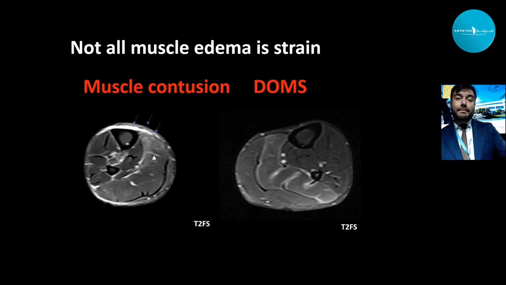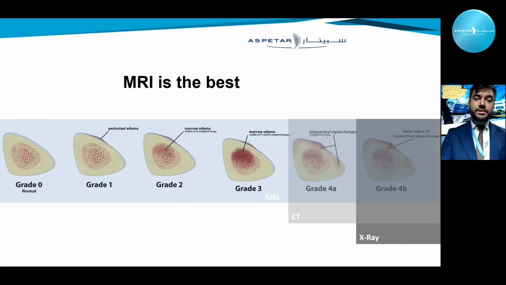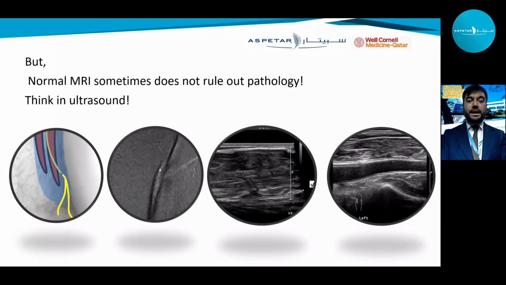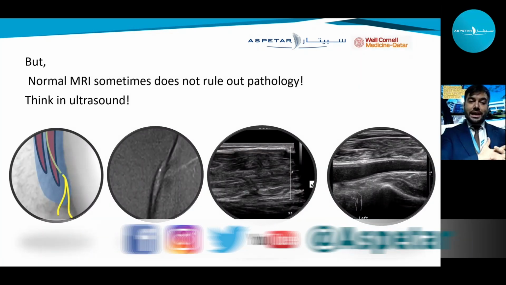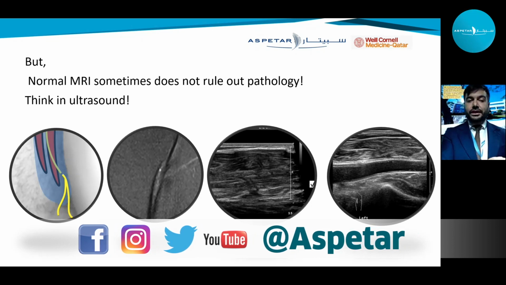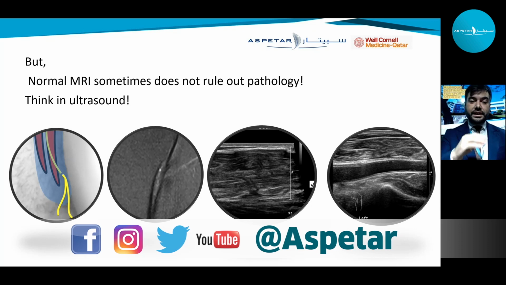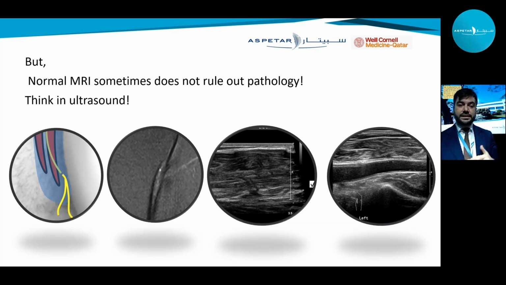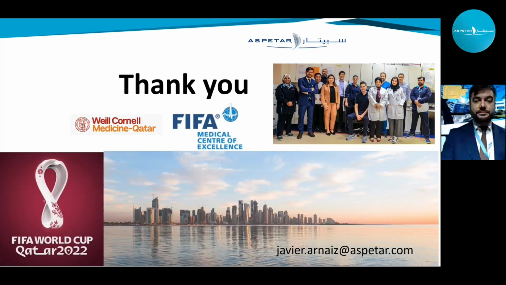Not all muscle edema is a strain. Think about muscle contusion and DOMS. In general, MRI is the best for bone injuries and muscle injuries, but a normal MRI sometimes doesn't rule out pathology. Think in ultrasound, remember the artery disease, muscle hernia, DVT, nerve entrapment syndromes.